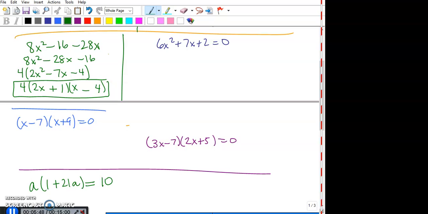All right, now when we throw in equation solving with it, okay, so this is the first one that had an equal sign. As long as it's already equal to 0, we just factor. I'm going to try 6 and 1 or 2 and 3.